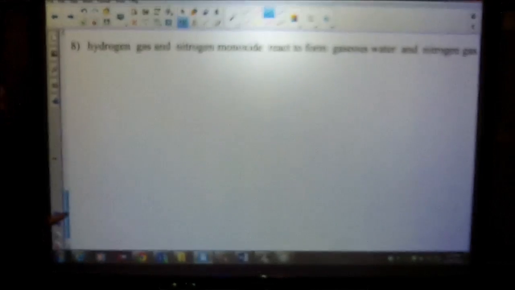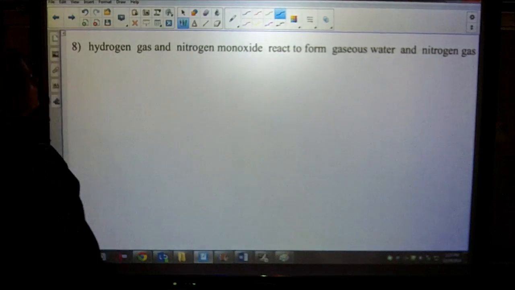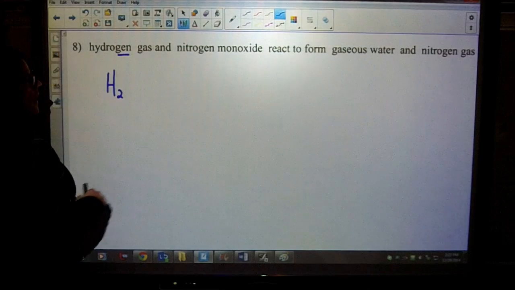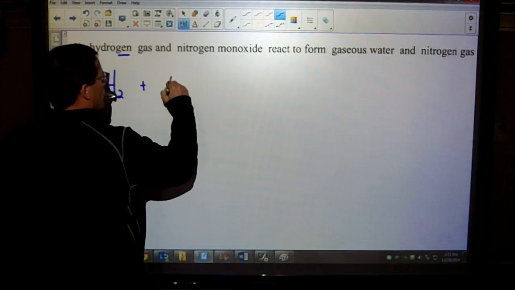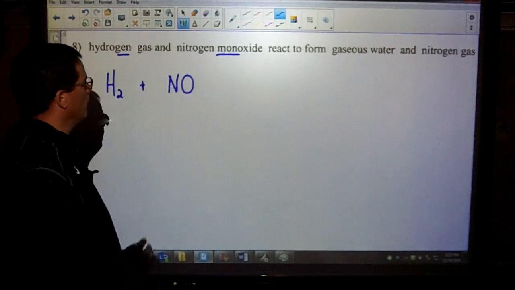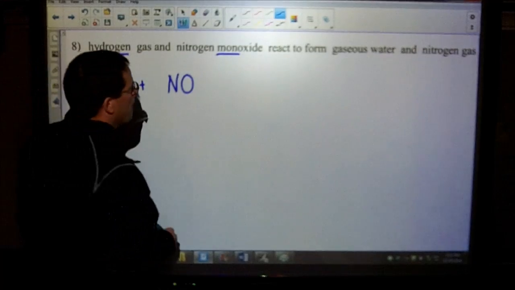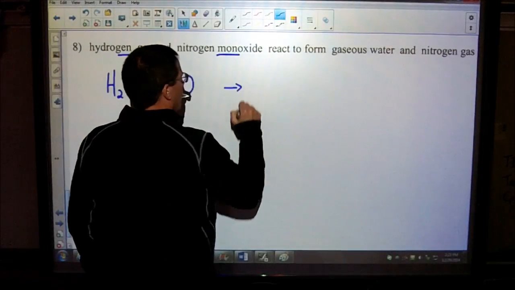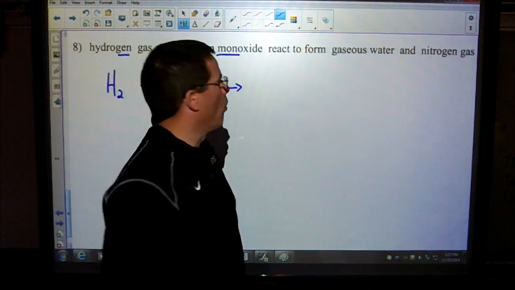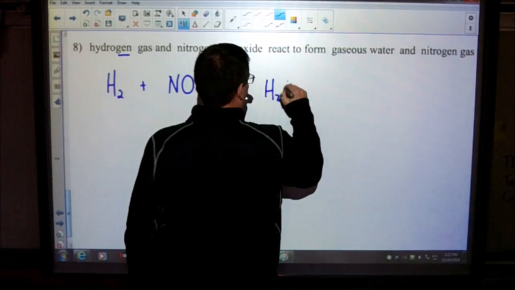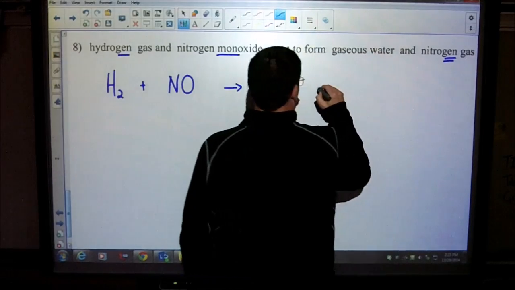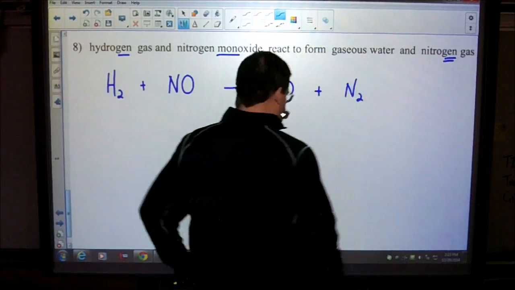Okay. Number 8 says hydrogen. There we go. We got a gen in there. So we have hydrogen and nitrogen monoxide. So nitrogen monoxide. Since we have that mono in there, that means that we're not balancing charges. Besides, we have a nonmetal with a nonmetal. Okay. React to form. That's an arrow. Gaseous water. Gaseous water, solid water, liquid water. It's all water. So H2O or HOH if you wish. And nitrogen gas. There's that gen again. So N2. Okay.